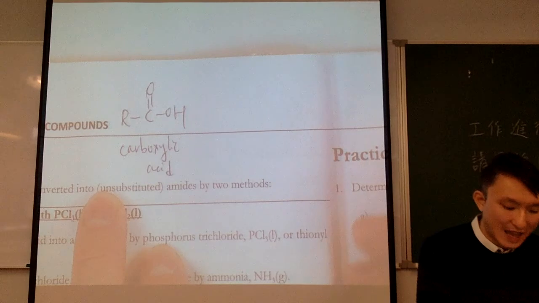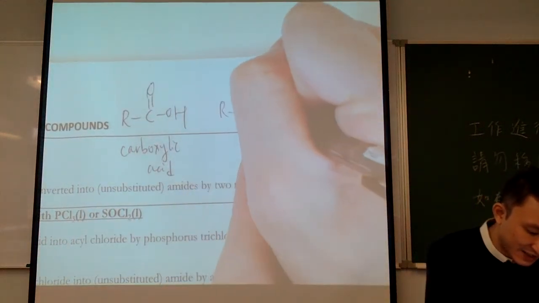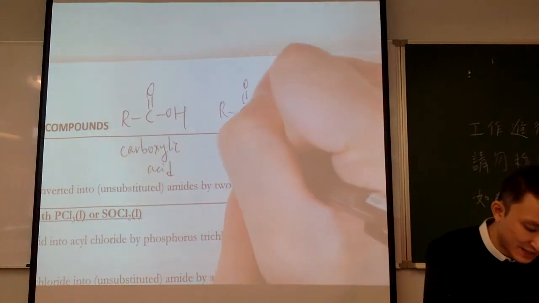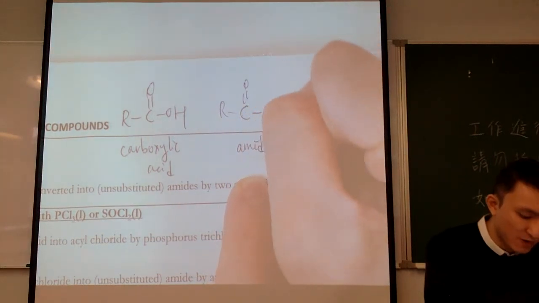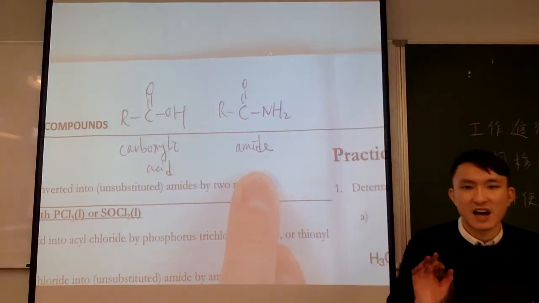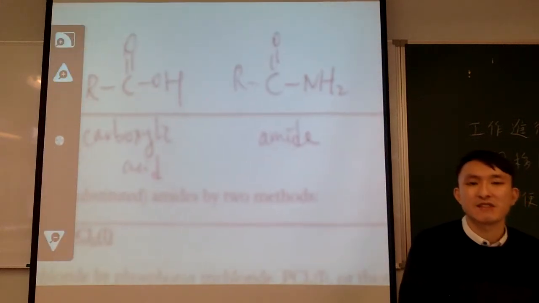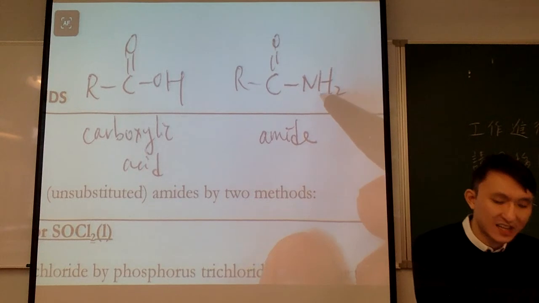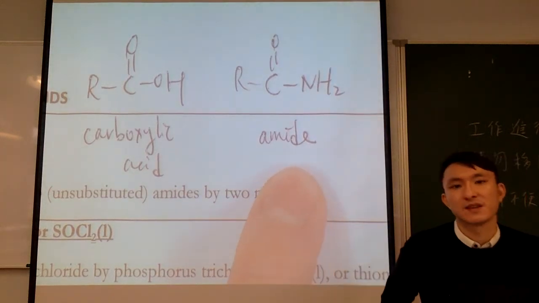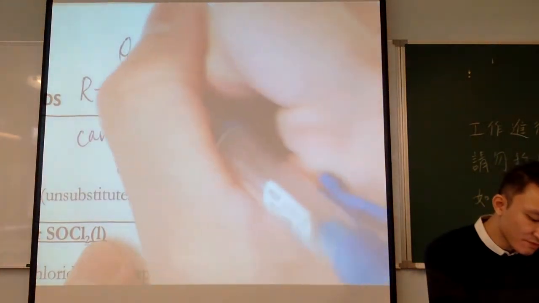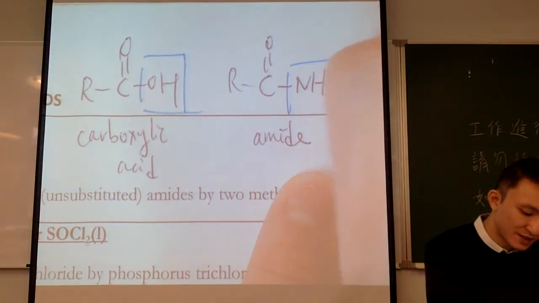Okay, and an amide is like this. Okay, this is an amide. Or to be more specific, this is an unsubstituted amide, because there is no R group attached to the nitrogen atom. Now, I want you to focus on these two parts.